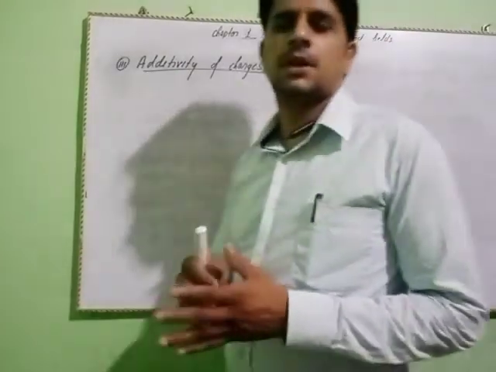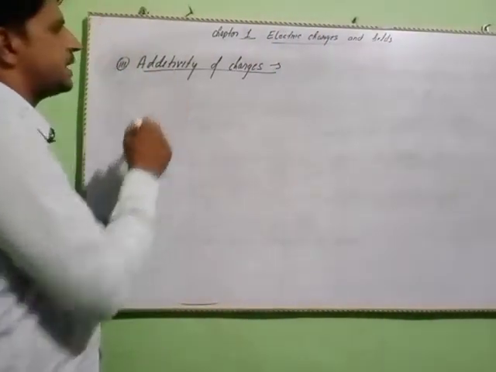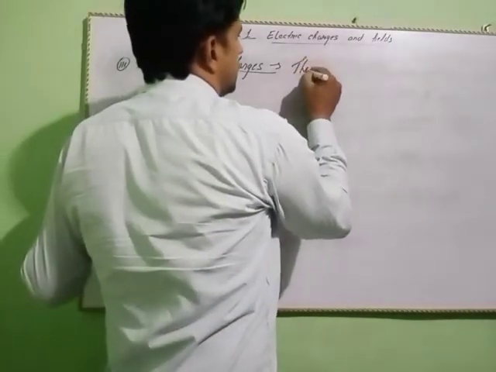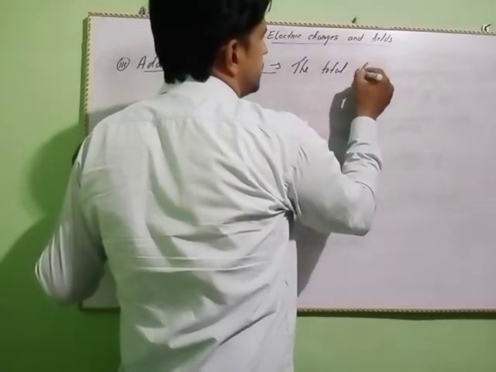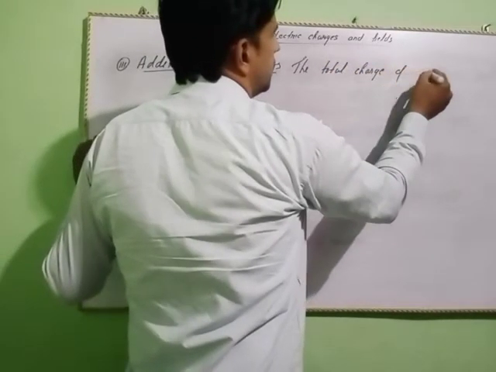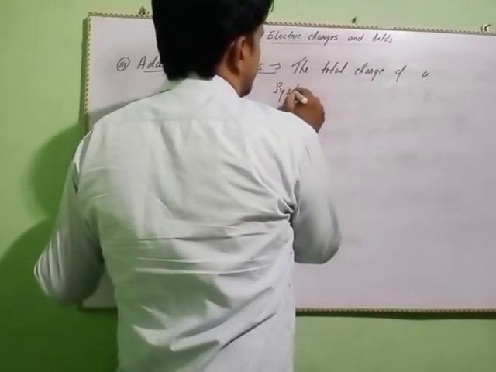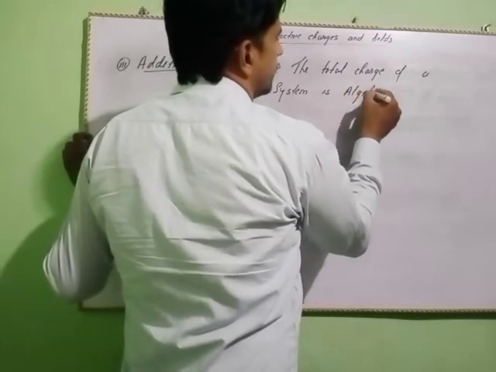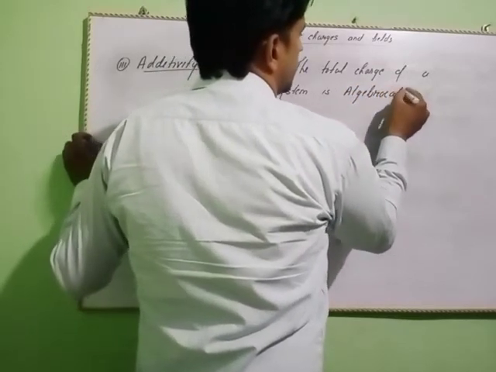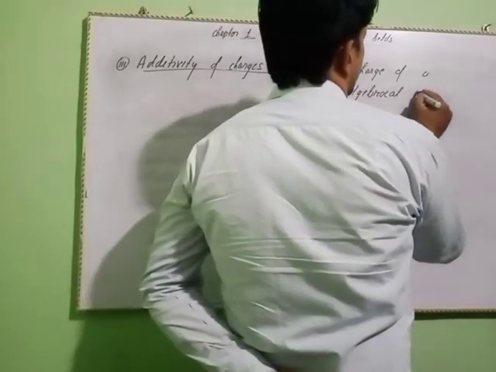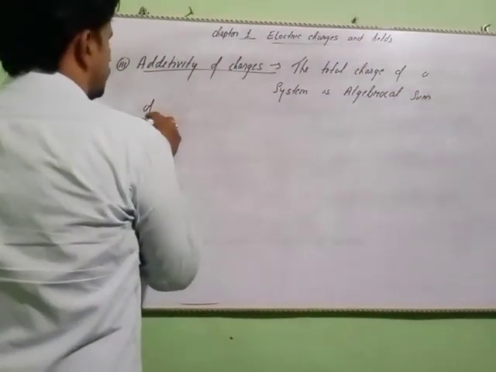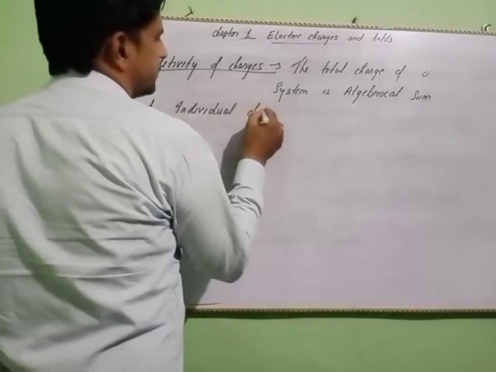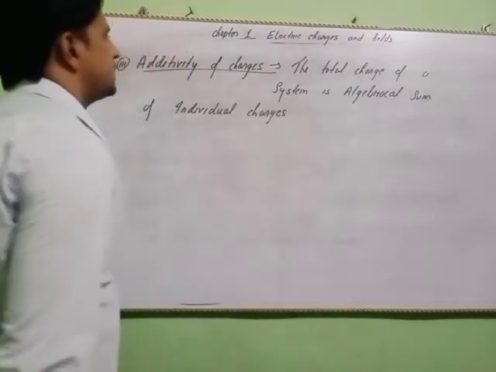Now let us discuss the third property of charge. The third property is additivity of charges. Additivity of charges means the total charge of a system is the algebraic sum of individual charges. This property is known as additivity of charges.